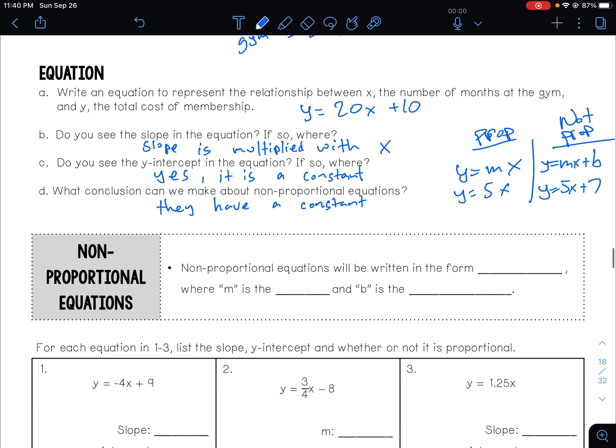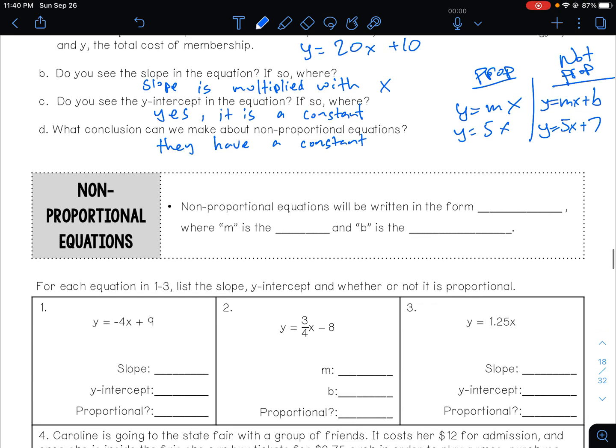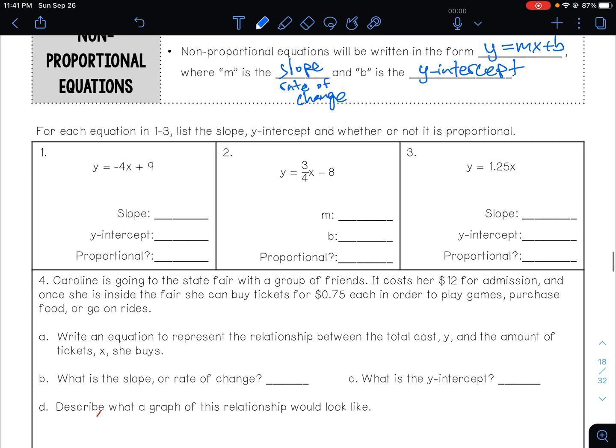All right, so non-proportional equations, they will be written in the form of y equals mx plus b. This is very famous. You guys see this a bunch, where m is the slope or rate of change, and b is the y-intercept. All right, let's try some problems.